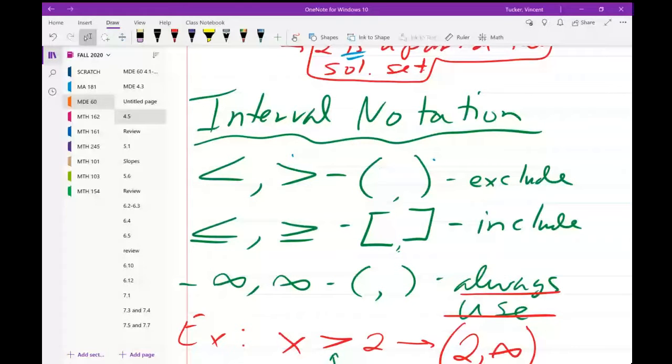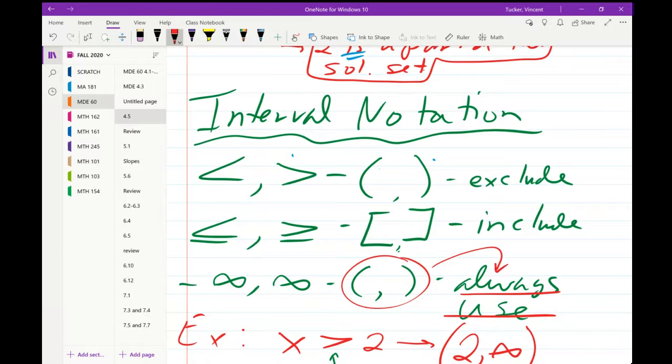Wait, can you repeat that? You will always use parentheses. These right here, you'll always use parentheses. That's what I was saying right here. That's why I said always use them on your infinity signs. So whenever you see an infinity sign that you have to use, you will always use parentheses on them, because you can never include infinity. You can always go to the next value. The only time you use brackets is when you're trying to include the value as a part of your solution set. Thank you. No problem.